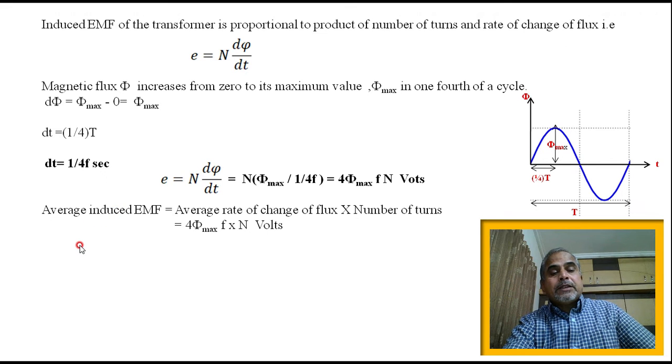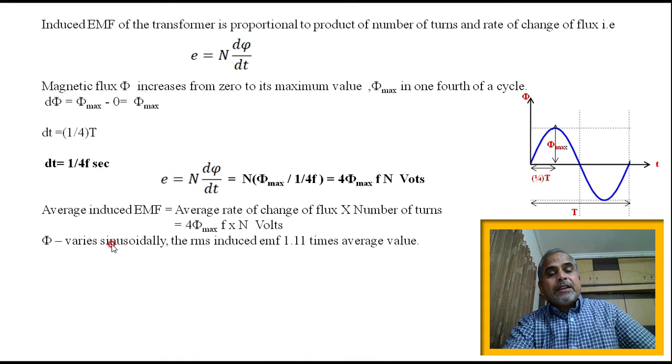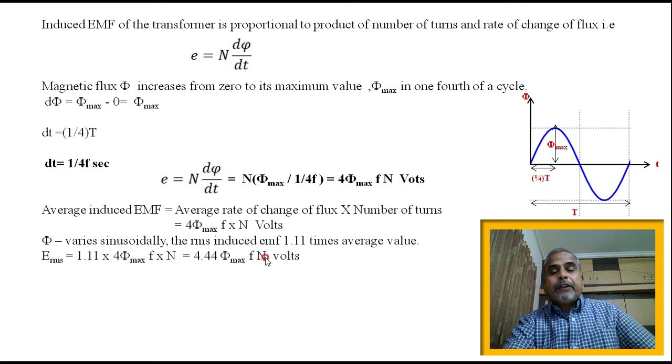What we are interested in is the RMS value of the induced voltage. For that, you have to multiply by 1.11. Therefore, since the flux varies sinusoidally, the RMS induced EMF is obtained by multiplying by 1.11. So the general equation is E RMS equal to 4.44 phi max f N volts. This is the induced voltage in the winding. It is a general form of equation.